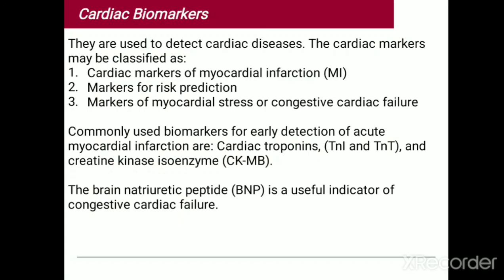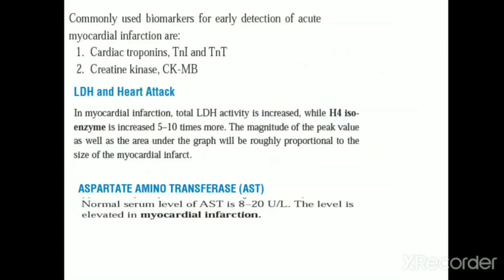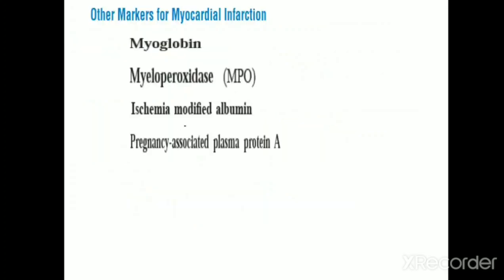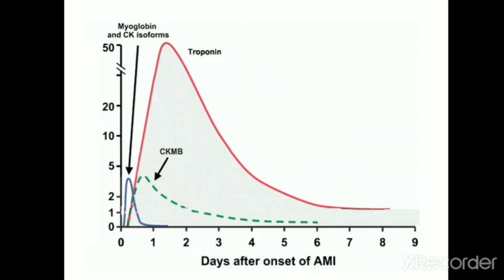In case of cardiac biomarkers for myocardial infarction, you should write the points related to cardiac troponin, creatine kinase, myoglobin, myeloperoxidase, ischemia modified albumin, pregnancy associated plasma protein A. So these are the cardiac biomarkers for myocardial ischemia. After writing in detail, you should draw the graph. This graph explains the different types of cardiac biomarkers and their concentration in plasma. This graph represents the presence of myoglobin, CKMB and troponin after the onset of myocardial ischemia.